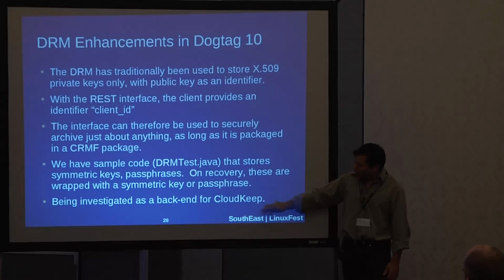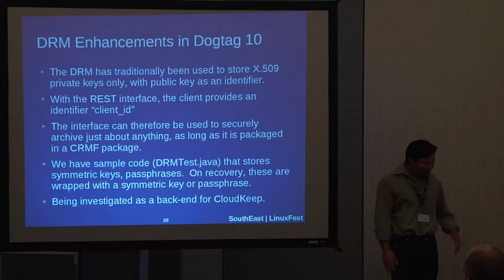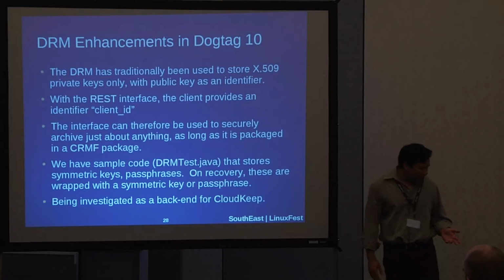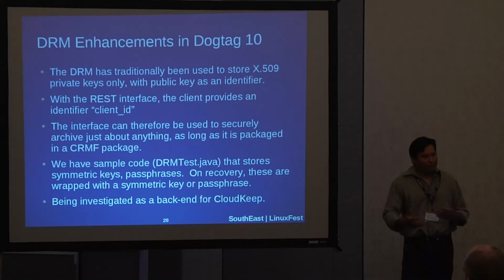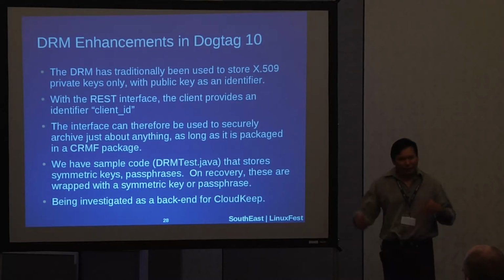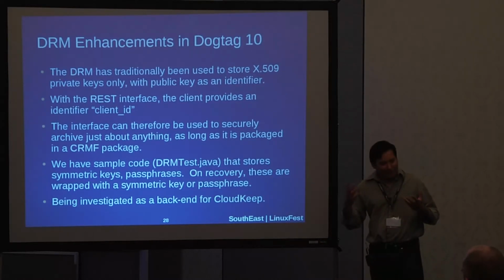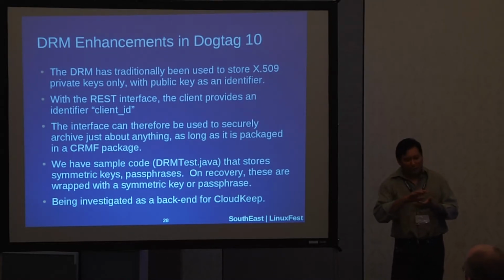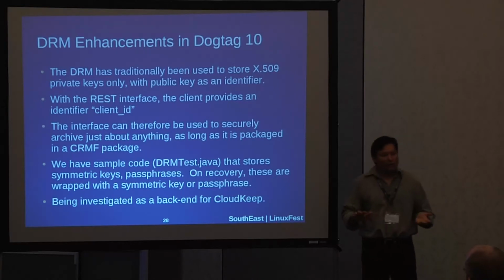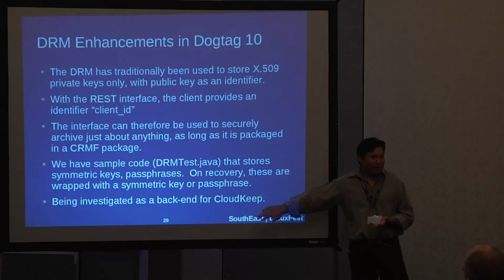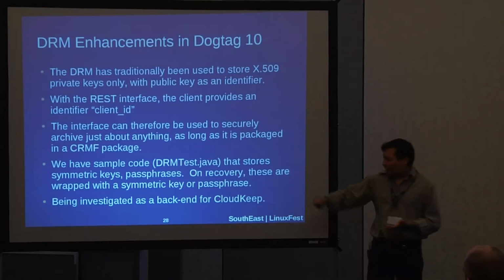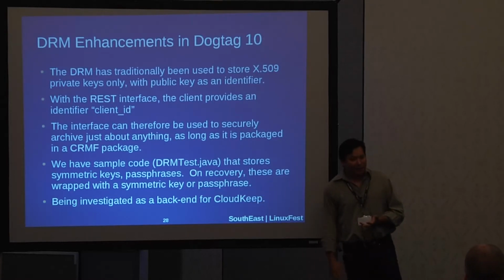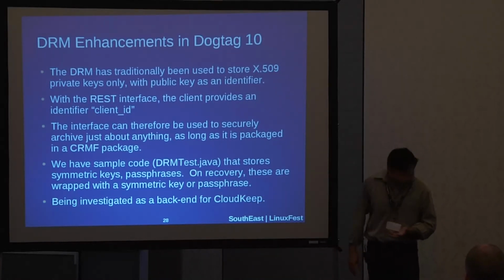And in fact, this new capability is being investigated currently as a backend to the CloudKeep group. The CloudKeep group, they're at Rackspace, they have an API, and they're trying to design something that will store keys and certs and all secrets, essentially, in one place on their network. And they're thinking about using the DRM as a backend for that. So using this functionality, kind of cool.